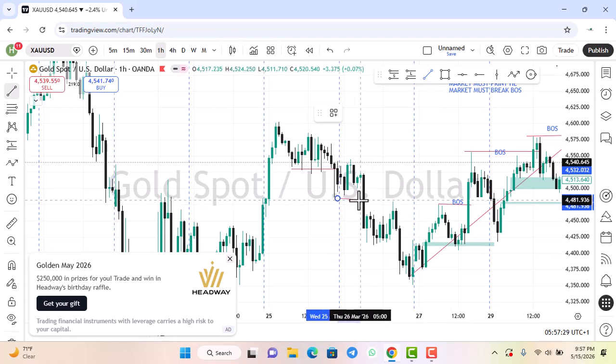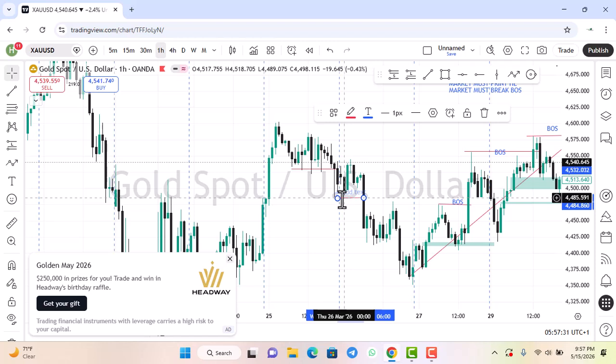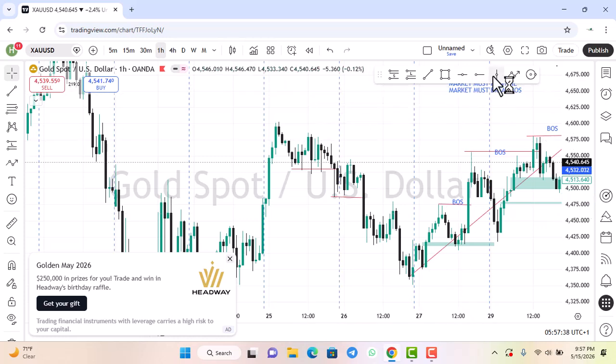Again here, we mark the wick like this. We mark the wick, wait for price to come down and close below it. Now we mark the wick again here. Then we wait for price to come down and break it. Now look at it here. Price comes here, breaks it. We have our valid break of structure in a downtrend.